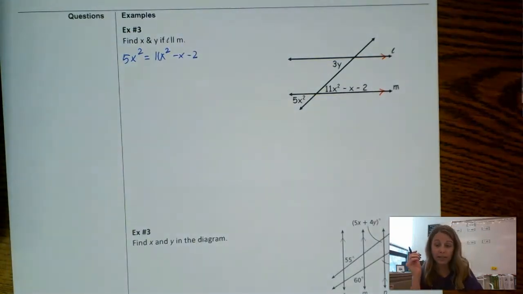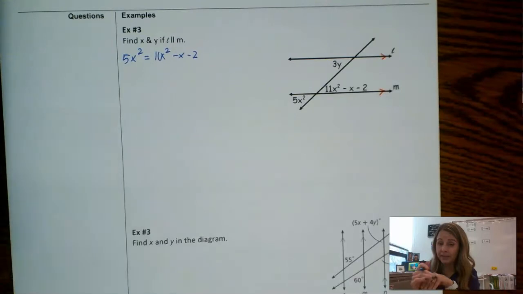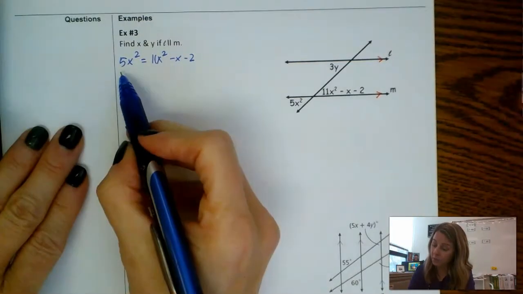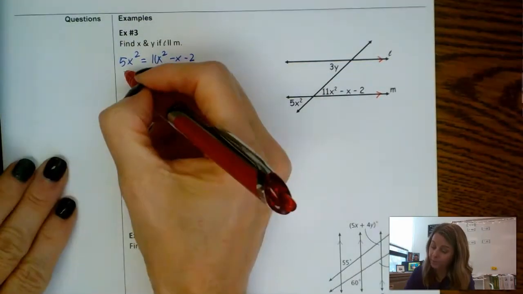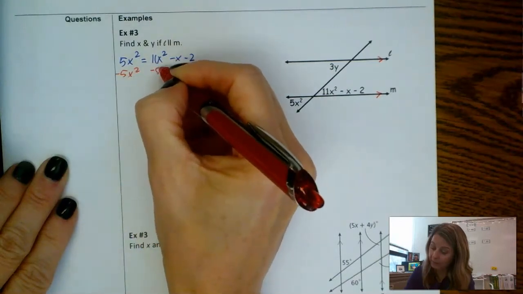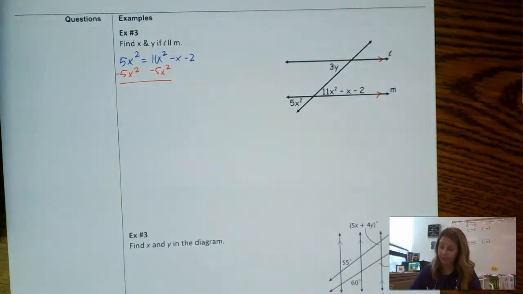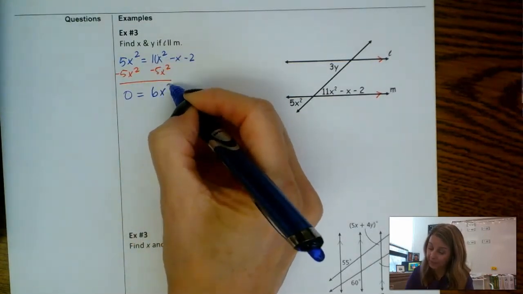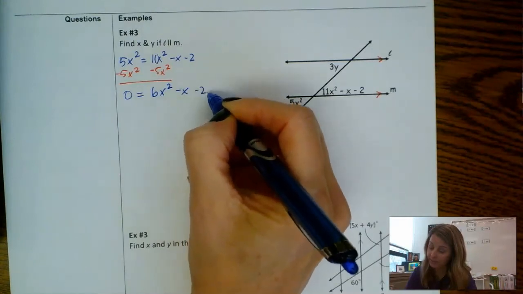And so what I can do here is try to start solving this one. So probably going to have to factor it, or if you want to use the quadratic formula, you can. In order to do either, I need 0 on one side and everything else on the other. So I want to keep x squared positive. That means I'm going to take away 5x squared from both sides. That leaves me with a 0 over here. 11 minus 5 is 6. So there's 6x squared minus x minus 2.